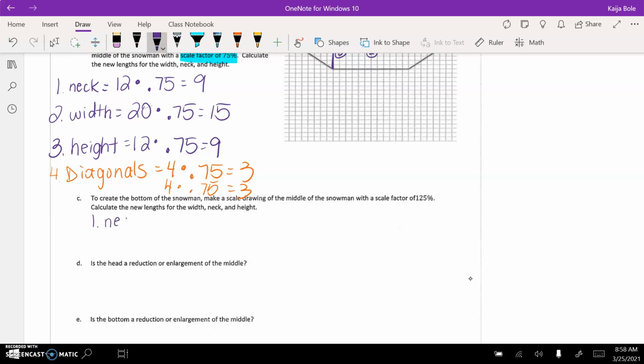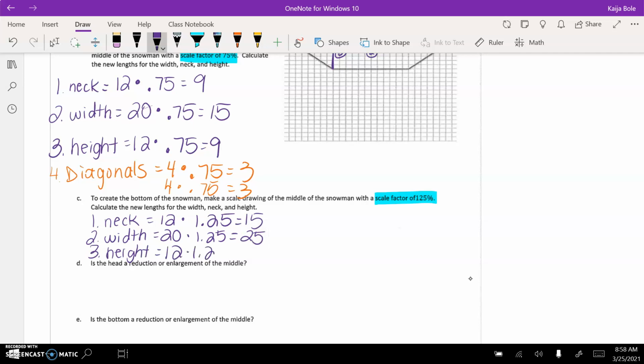So for the neck, here the scale factor is an enlargement, so it's 125%. So this would be 12 times 1.25, which would give you 15. The width would be 20 times 1.25, which would be 25. And then the height would be 12 times 1.25 again, which is 15. Okay. But it gets a little redundant. So those are really the main ideas for now, and then we'll do some more practice together in class.